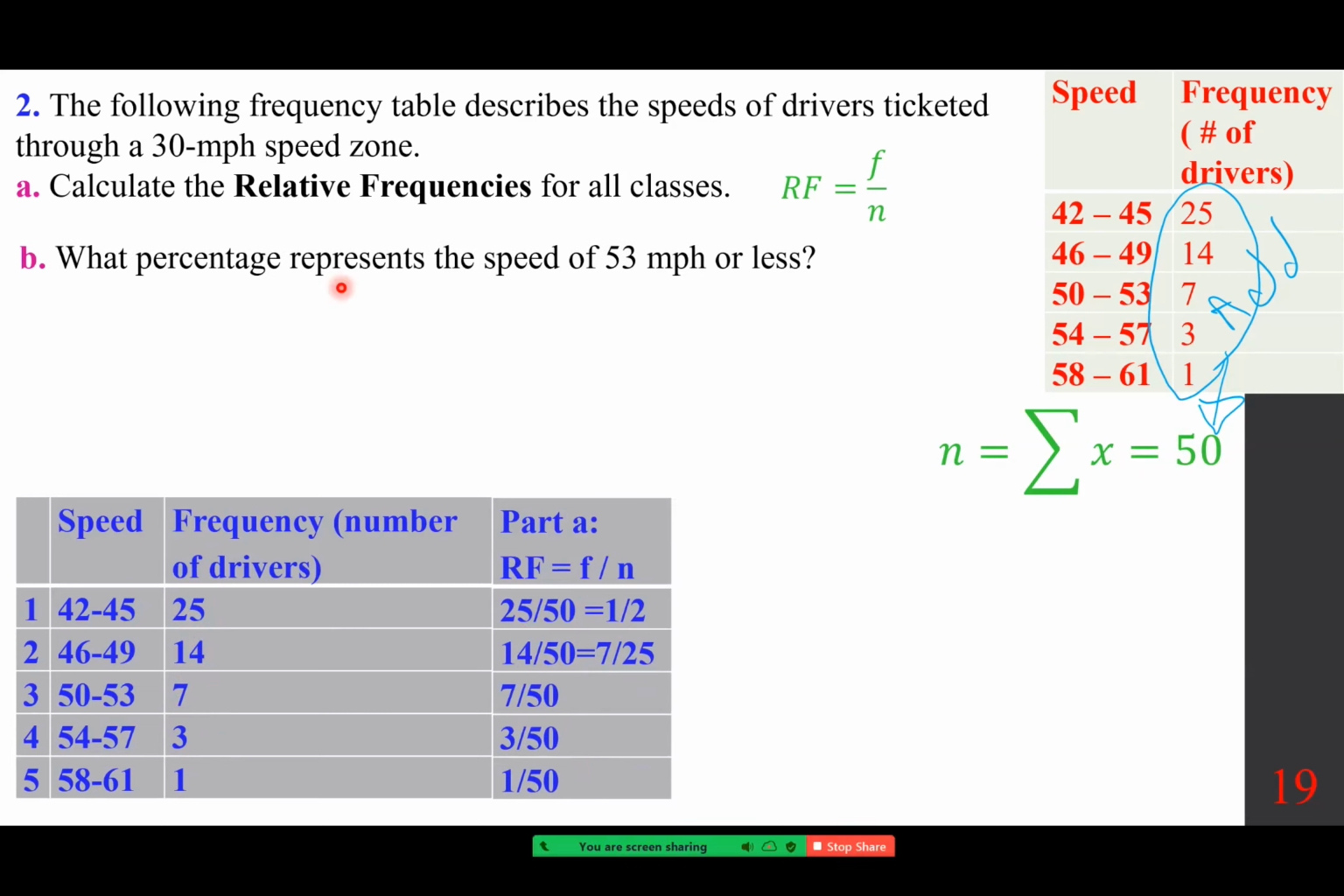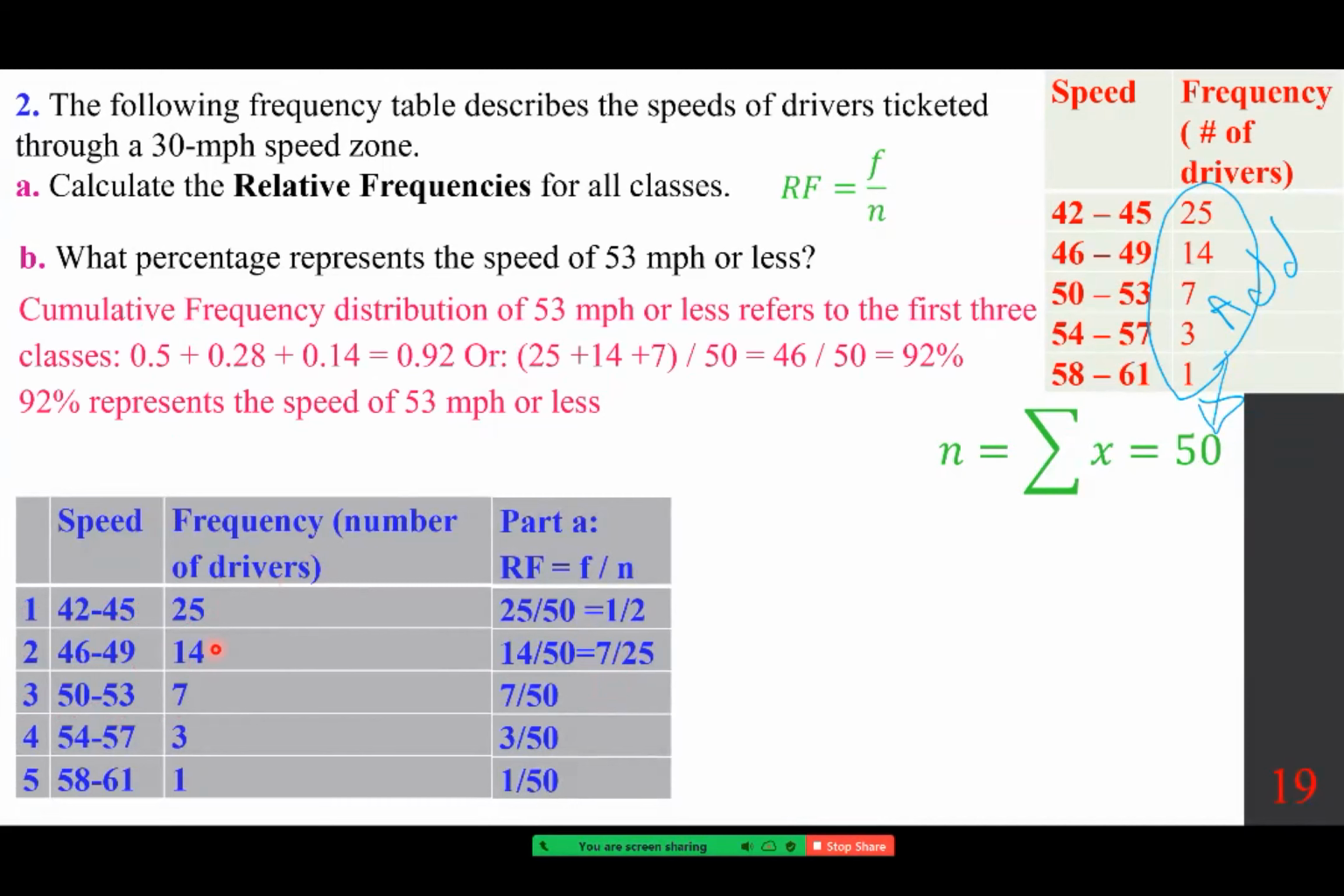Part B, what percentage represents the speed of 53 miles per hour or less? So you look for the upper limit of 53, and as you go through that, this is the upper limit. So you have a choice: adding these numbers and divide by 50, or add up the relative frequencies. This is a little bit more precise in case you go with decimal representation and you truncate it at some point.